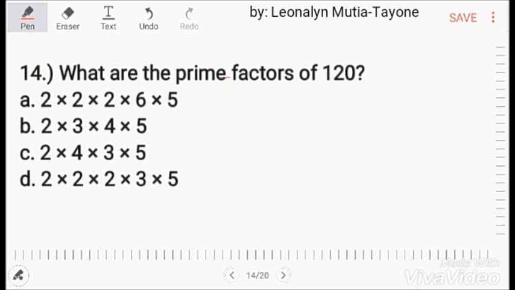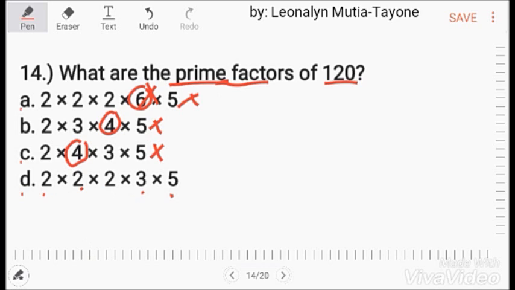Number 14, what is the prime factors of 120? When we say prime, bali, those numbers can be divided by itself or 1 lang. So, prime factors of 120. Sa choices muna tayo. Sa letter A, mayroon siyang 6, hindi man yan prime. So, wala na yan. Sa B, itong 4, hindi yan siya prime kasi 2 times 2 pa yan. Letter C, itong 4 ulit, hindi yan prime kasi 2 times 2 pa yan. Itong 5, lahat siya, prime na siya.